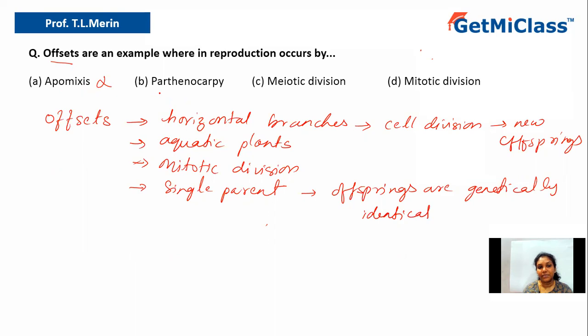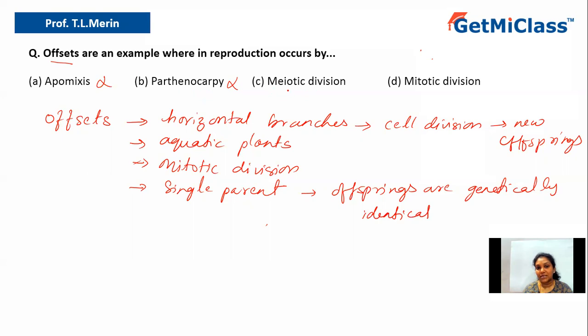Now, option B says parthenocarpy. What do you understand by parthenocarpy? This is a type of reproduction where the fruits are formed without fertilization. So apomixis is formation of seeds without fertilization, and parthenocarpy is nothing but the formation of fruit without fertilization. Hence, this is ruled out because offsets are nothing but branch and not the fruit.